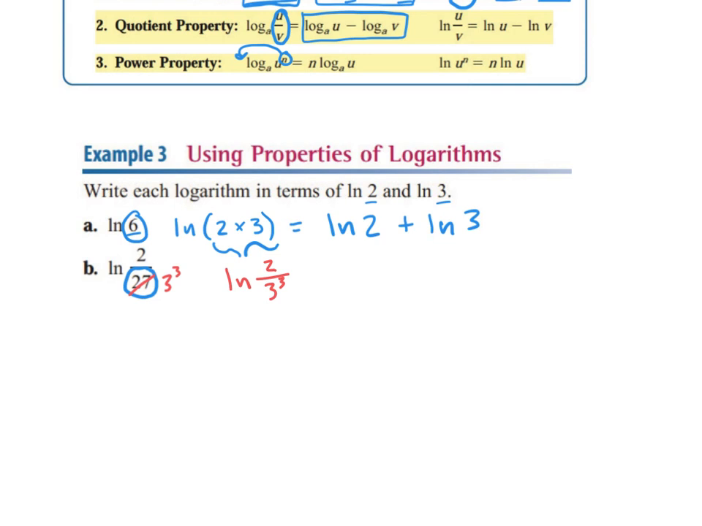Now we see we're dividing here. So we have 2 divided by 3 cubed. So we can break this up into ln of 2 minus, since we're dividing, ln of 3 cubed. And then the last thing we can do here is our power property. We can take this 3 and bring it out front. So we have ln of 2 minus 3 ln of 3.